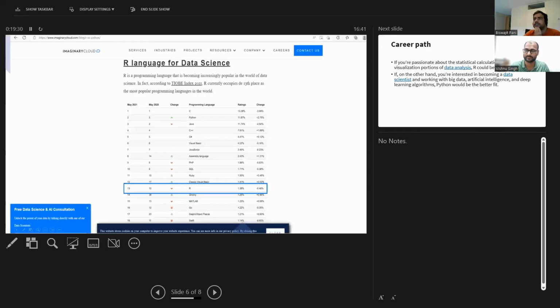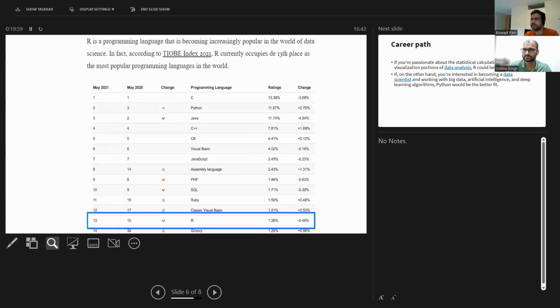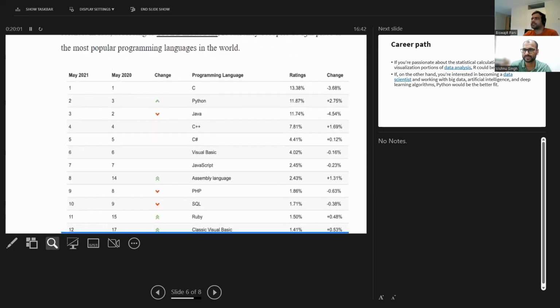Yeah, agree. This is what I was talking about. There was a survey where people were asked which language they use, and the most popular language still is C, and the second most popular is Python. This survey was in 2021. Can you zoom in a little bit, because the numbers are not clearly visible? Okay. Yes, much better. Yes, I can see.